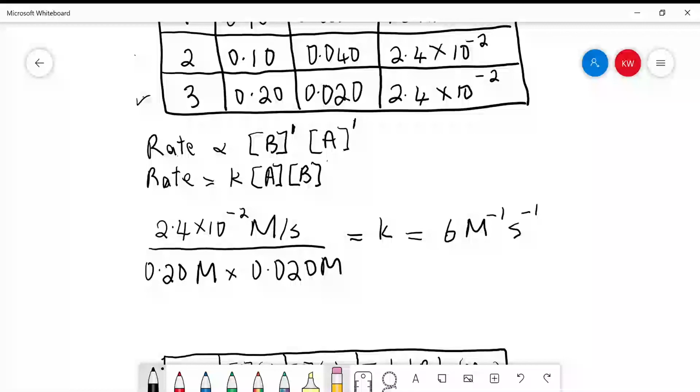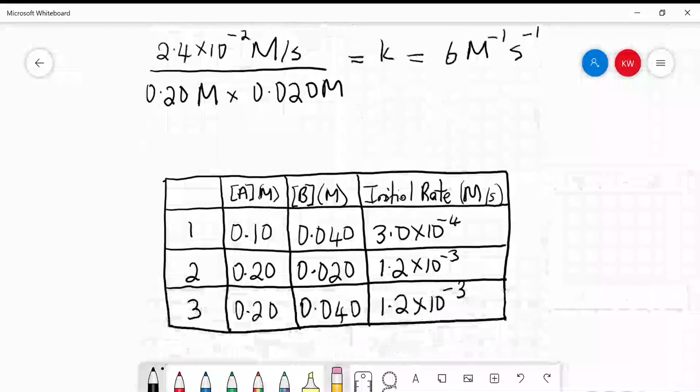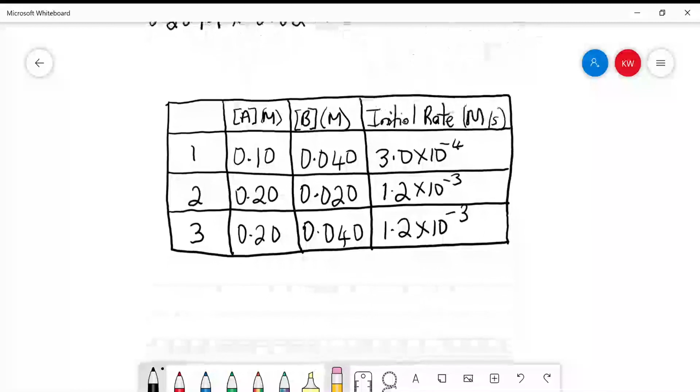Okay, so that's how we would calculate the rate law and also determine the value of k. Let's try another example. Again, we're given experimental data, and with the same approach, we're going to look to see when we can have A constant and when we can have B constant. So we're looking at experiments 2 and 3. We can see that A is kept constant here. When A is constant, we see B varies.